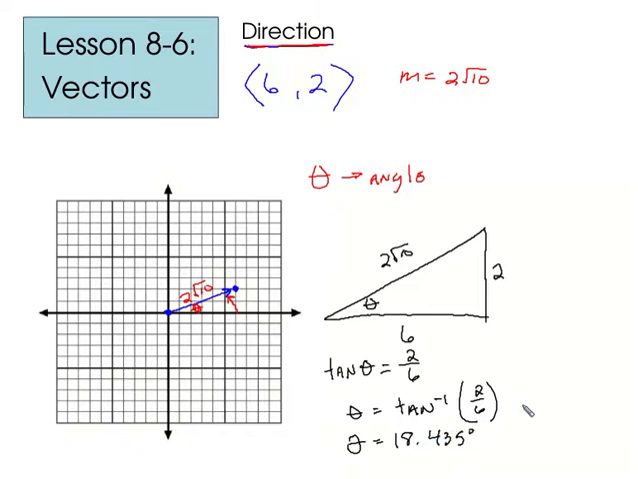18.435 degrees. So another way we could talk about our vector is that we have a vector in a direction of 18.435 degrees with a magnitude of 2 times the square root of 10. And that would tell us exactly what direction and how far you need to travel.